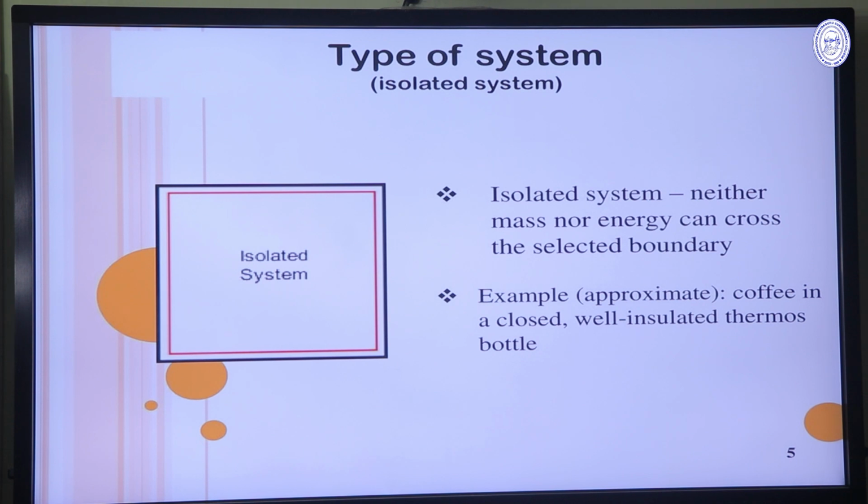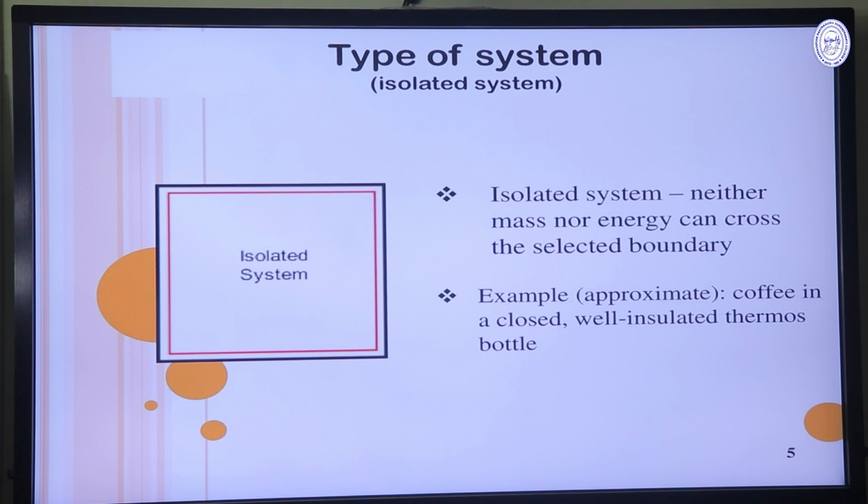An isolated system is a kind of system where there is no exchange of mass or energy, and none of these can cross the selected boundary. That means mass or energy cannot enter, and the mass and energy of the system cannot go outside into the surrounding. And what is the best example of an isolated system? As we all know, the thermos flask or a well insulated thermos bottle, where we can keep any liquid or anything in a closed system and there is no exchange of mass and energy.